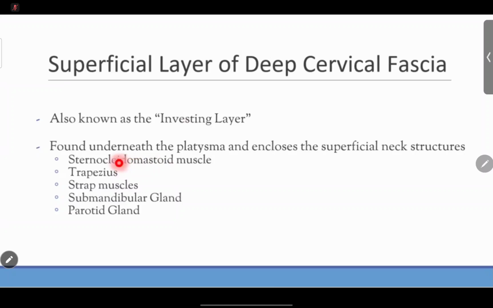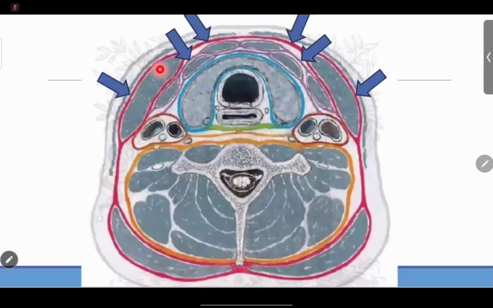It encloses, or envelops, the following structures: your SCM, trapezius, strap muscles, submandibular gland, and also your parotid gland. In this illustration, the red highlighted part is your superficial layer of your deep cervical fascia.